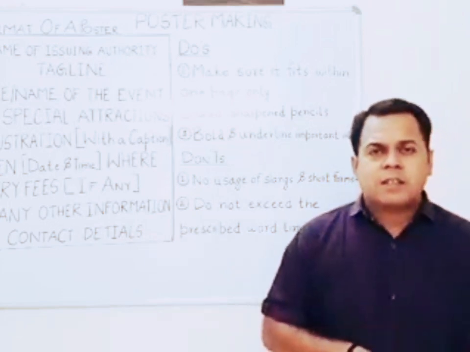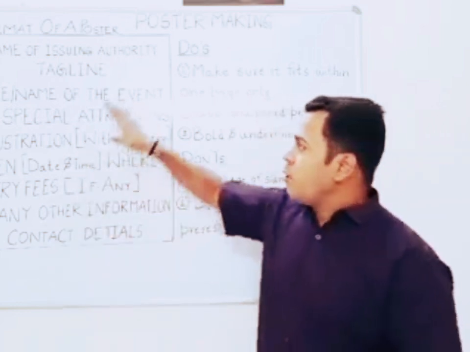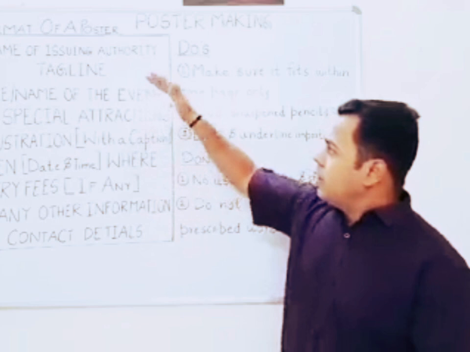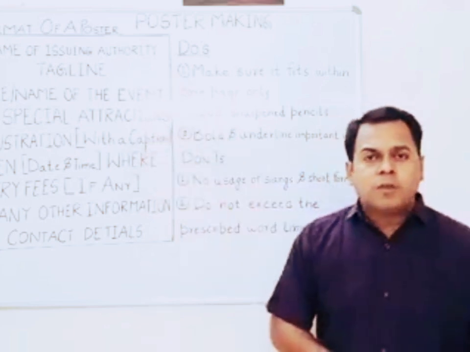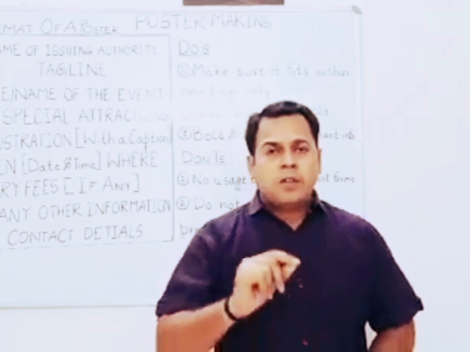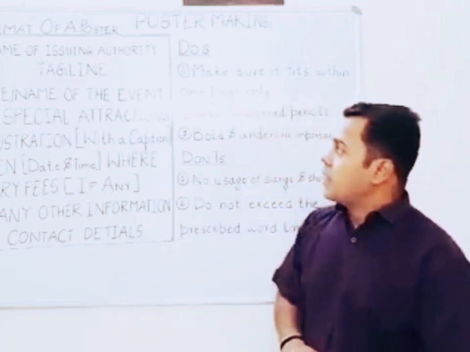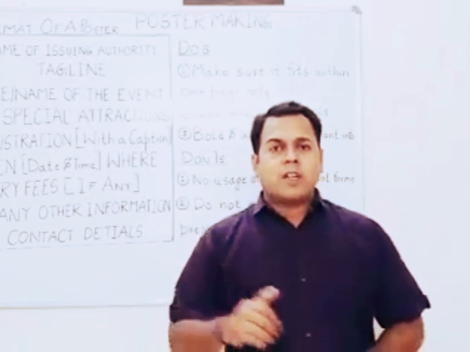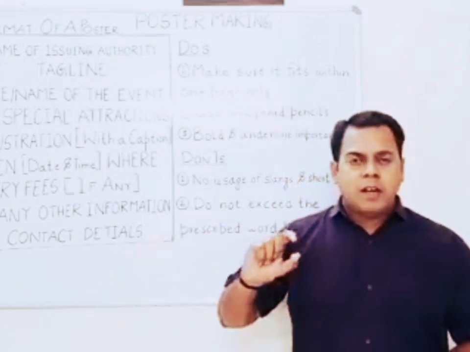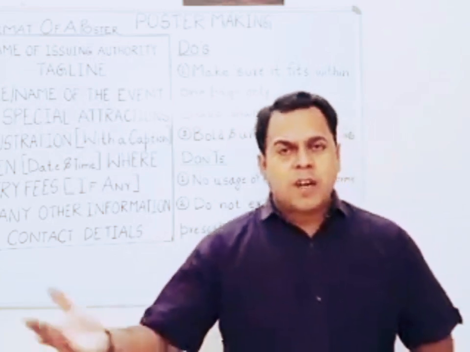Now let's discuss the format of the poster. The format of the poster is on the board. You can see it. Now let's discuss what are the important information you have to feed in. First, the name of the issuing authority. Here you can write down the name of the school. Next, the tagline. Yes, the tagline of the poster. It can be like donate blood and save life, or you can say save life and donate blood.